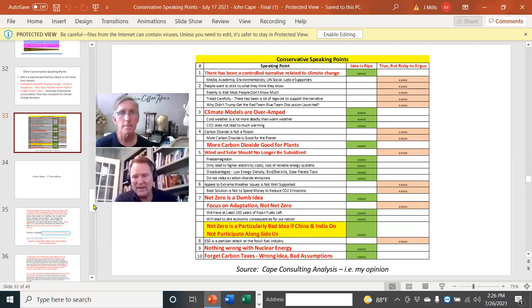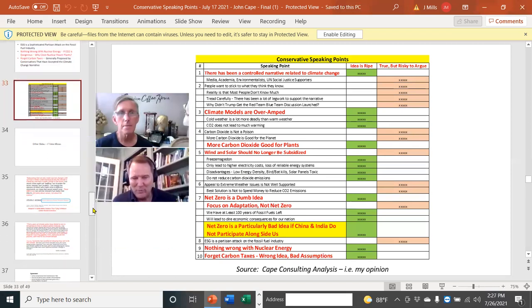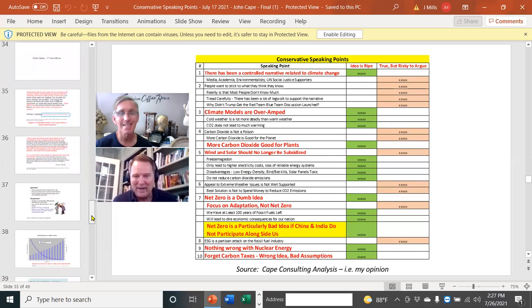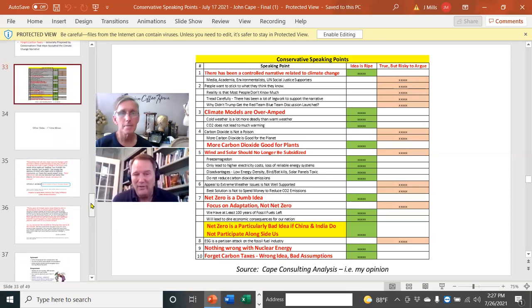Now I put the same net zero idea in yellow there, just to make sure nobody missed it. Net zero is a particularly bad idea if China and India do not participate alongside us. If China and India are basically the world's manufacturing base, and maybe a lot of what they're actually manufacturing is for the United States and Europe and other countries, maybe if they're not going to try to reduce their carbon dioxide emissions, maybe we shouldn't either.